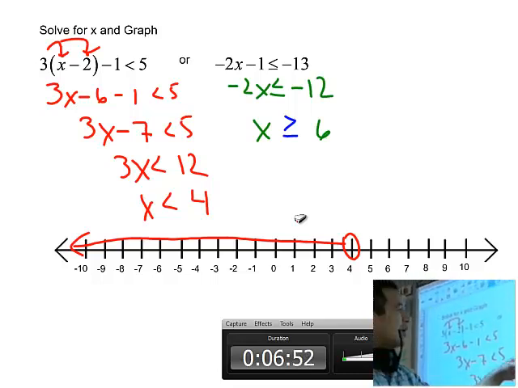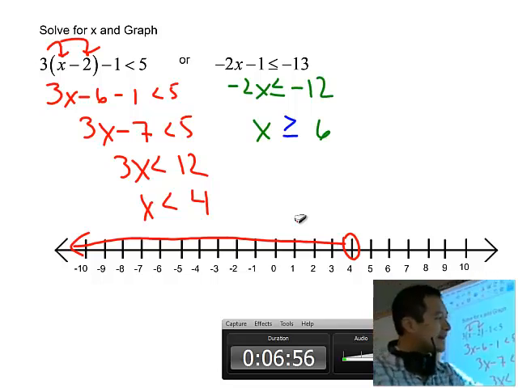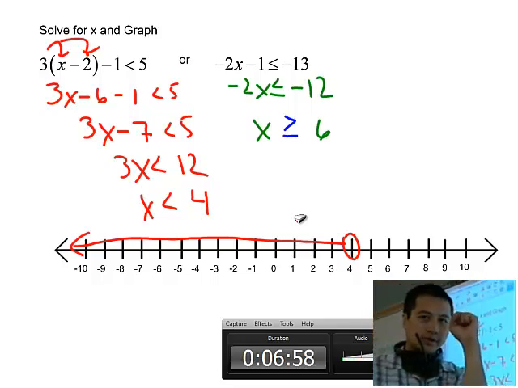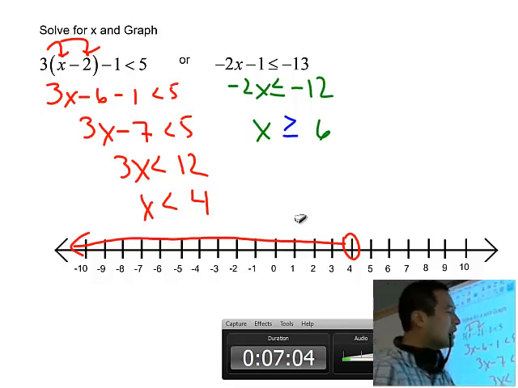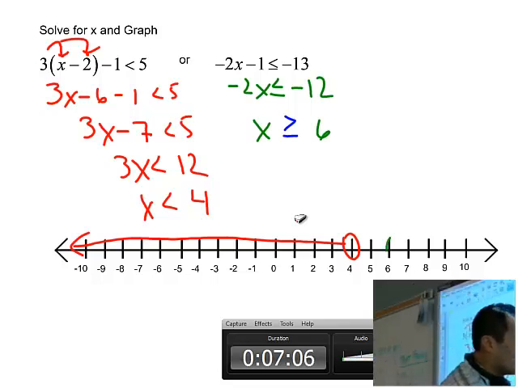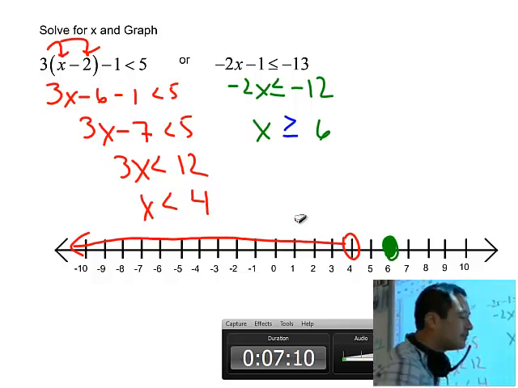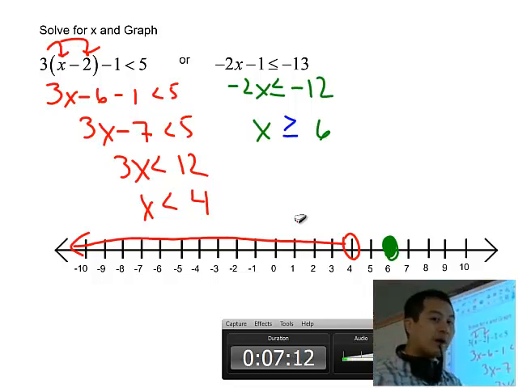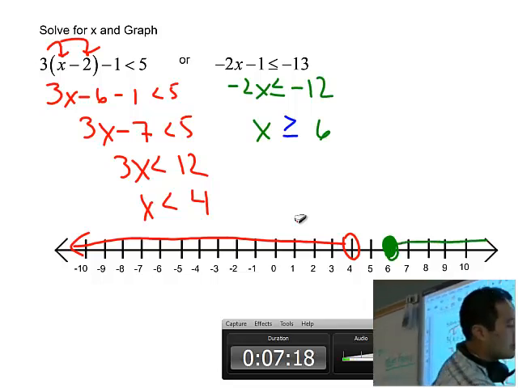Take a look. Over here, I want to graph this. First of all, I have a 6. Is it going to be open or closed? It's equal, therefore it is closed. Good job, guys. So, closed circle at 6. Over here at 6, I close that circle, I make it solid. Now, is x big or small? X is bigger than 6, so I shade to the right. Very good. I shade to the right.